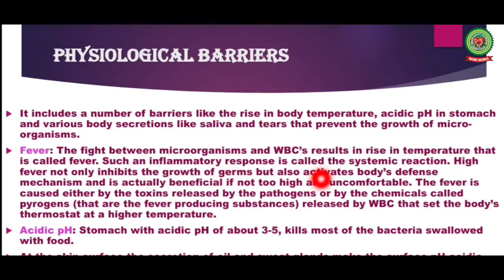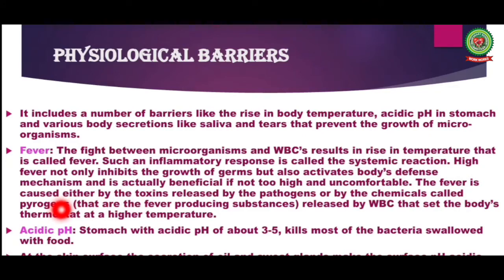Such an inflammatory response is called a systemic reaction. High fever not only inhibits the growth of germs but also activates the body's defense mechanism, and it is at times beneficial if the temperature is not too high and is not causing any sort of discomfort. The fever is caused either by the toxins released by the pathogens or by chemicals called pyrogens, which are fever-producing substances released by WBCs that set the body's thermostat at a higher temperature.